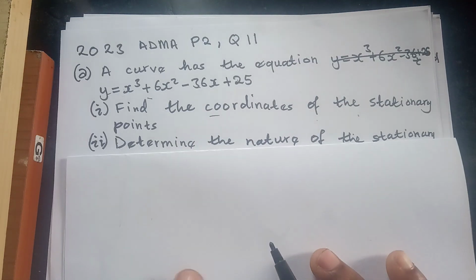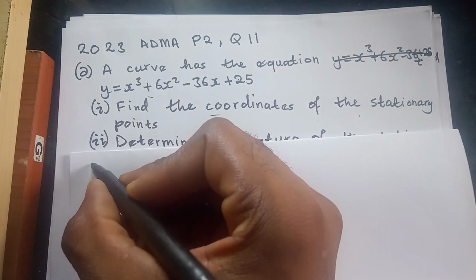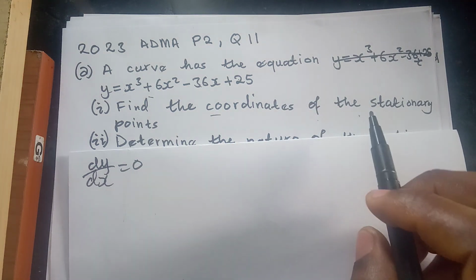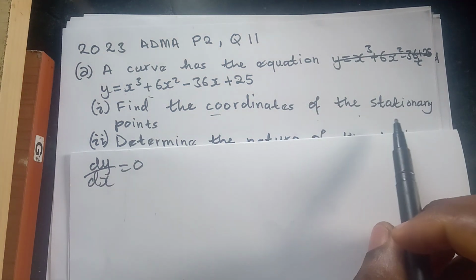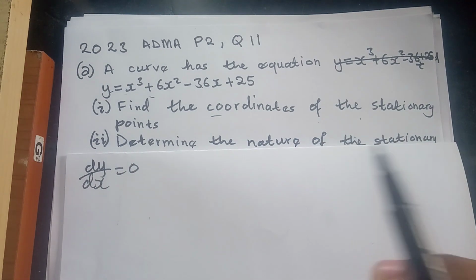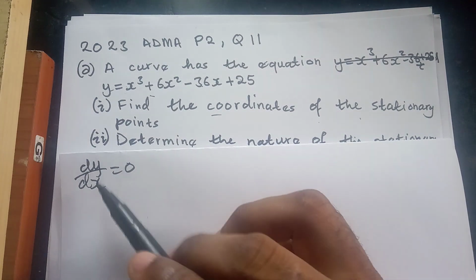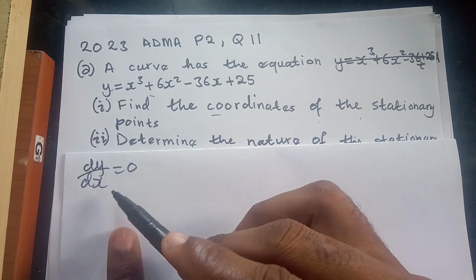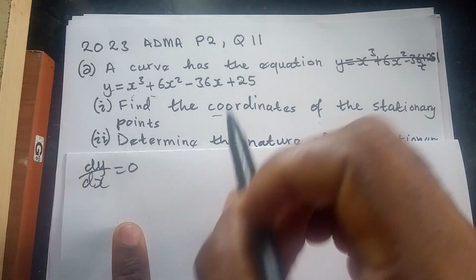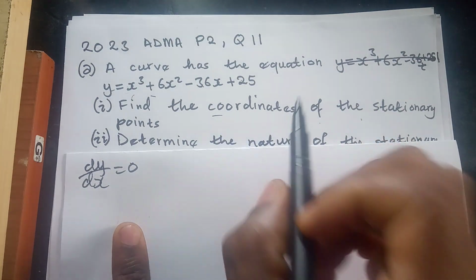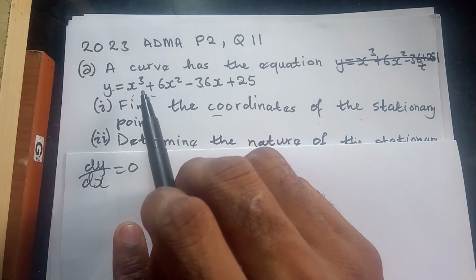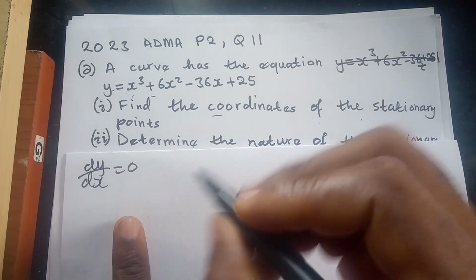So to find the coordinates of the stationary points, all you need to know is dy/dx is equal to 0 at the stationary points. So whether you are talking about the maximum, the minimum, or the point of inflection, dy/dx is always equal to 0. So you can take advantage of this and solve for x and find the coordinates. Remember, we want to find the coordinates, not just the x values. So after finding the x values, you use the original equation to find the y coordinates.